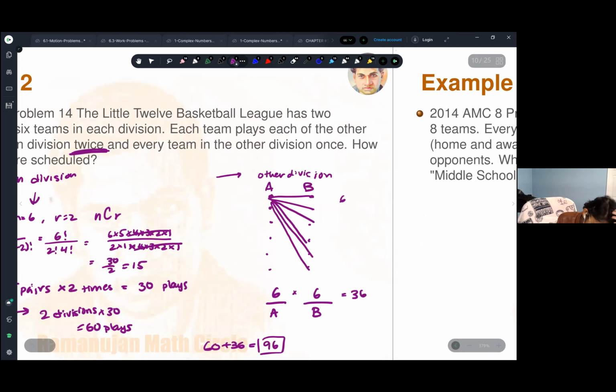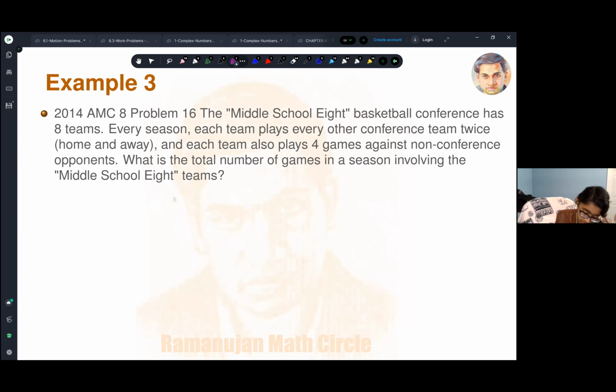Okay. Next question. The middle school 8 basketball conference has 8 teams. Every season, each team plays every other conference team twice, and each team also plays 4 games against non-conference opponents. What is the total number of games in a season involving middle school 8 teams? So this is similar to the last question. So maybe take the learning that you got from the last question and apply it over here.